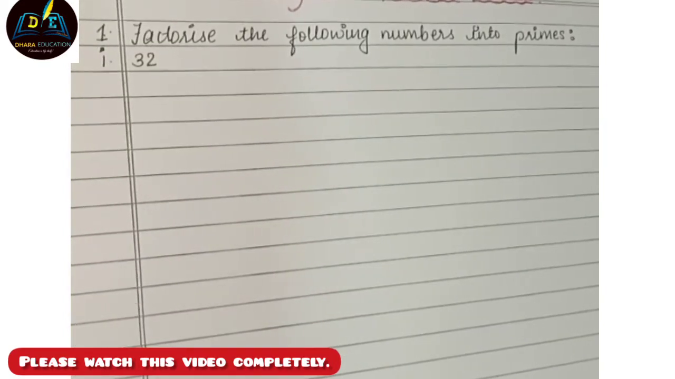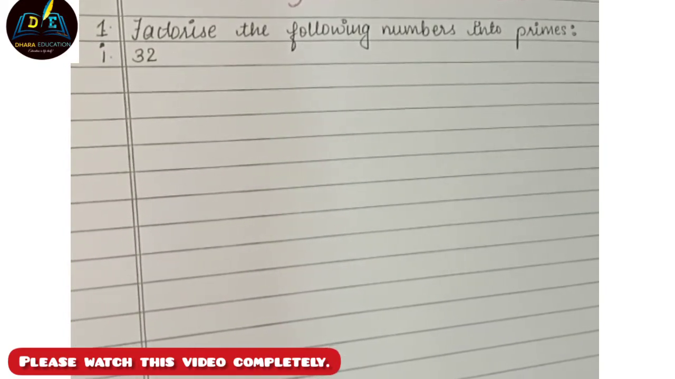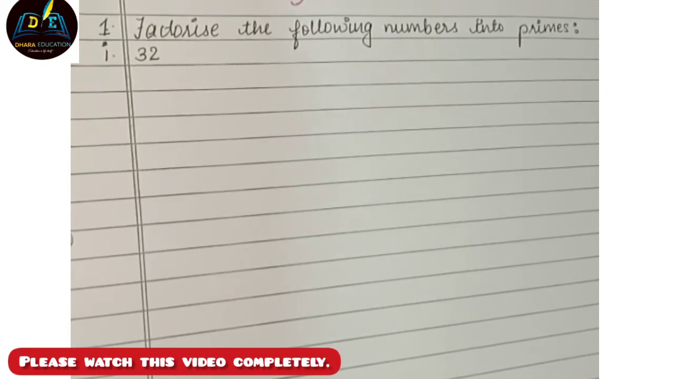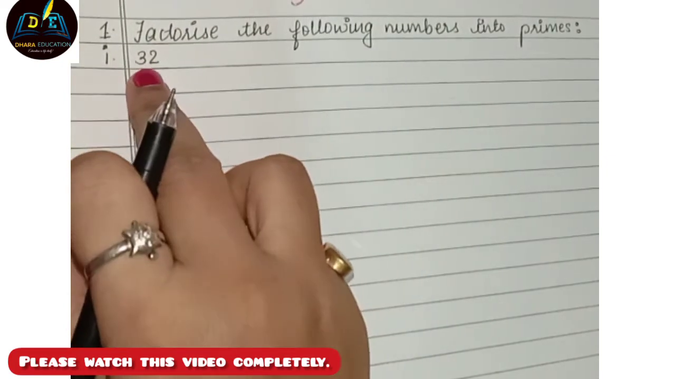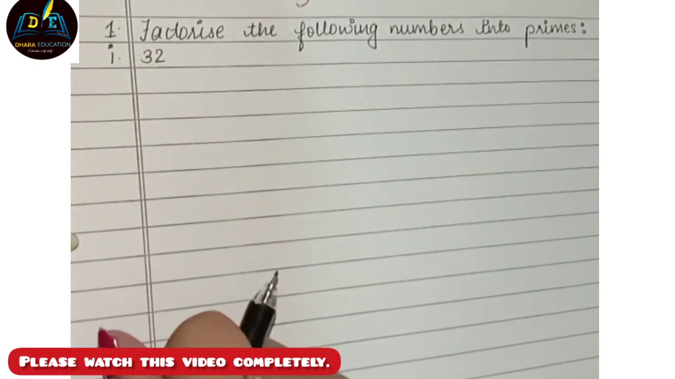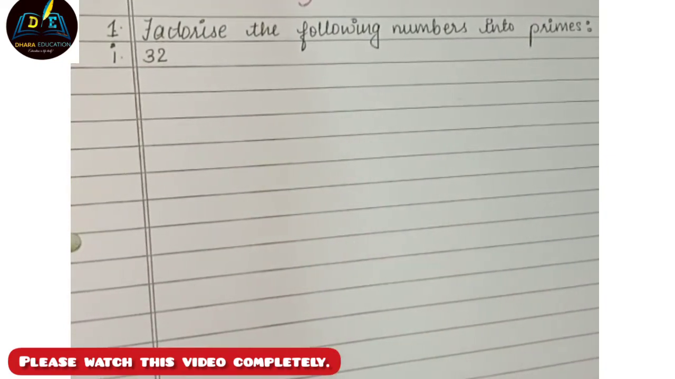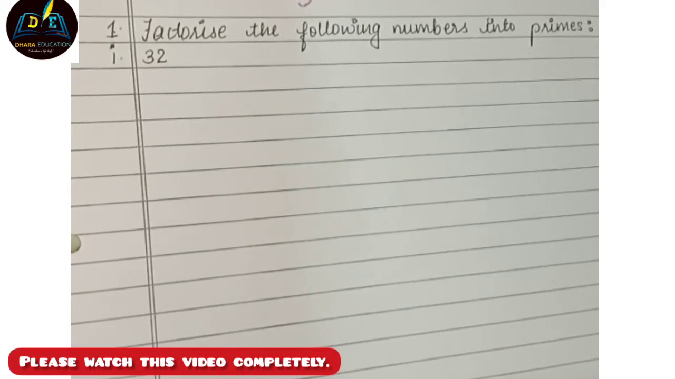So students, here we can start with our exercise. Factorize the following numbers into primes. So the very first question is 32. So how to do this sum? So let's start.